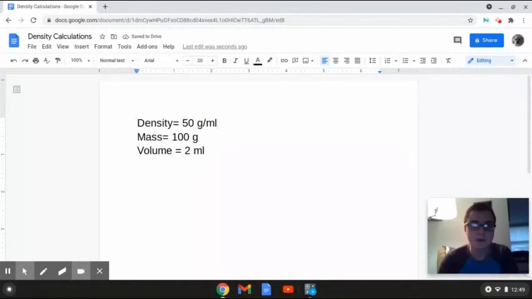So the answer for this problem for the density is 50 grams per milliliter, because if we take a look, mass is measured in grams, and the volume for this problem is measured in milliliters, so if we put the two together, we get grams per milliliter. And that is how to solve this problem.